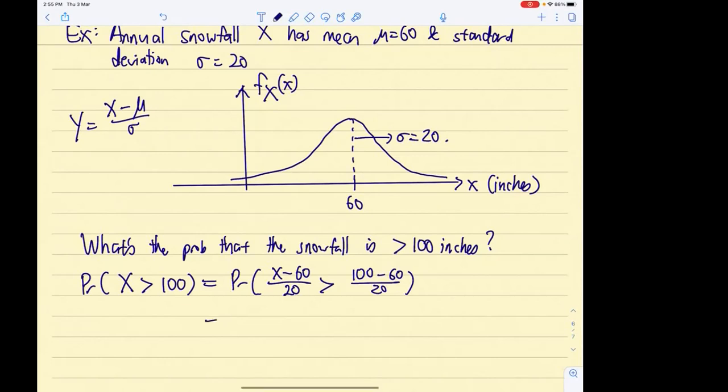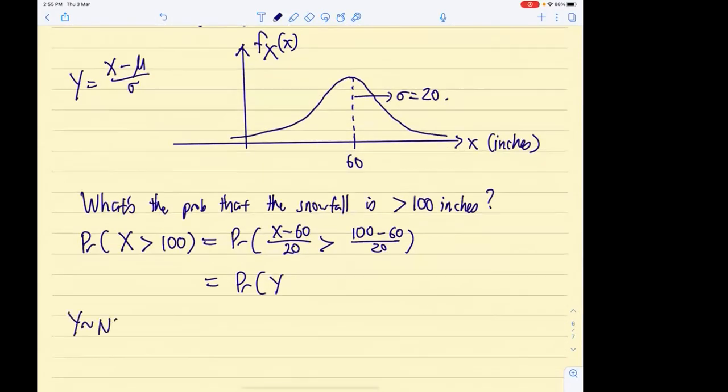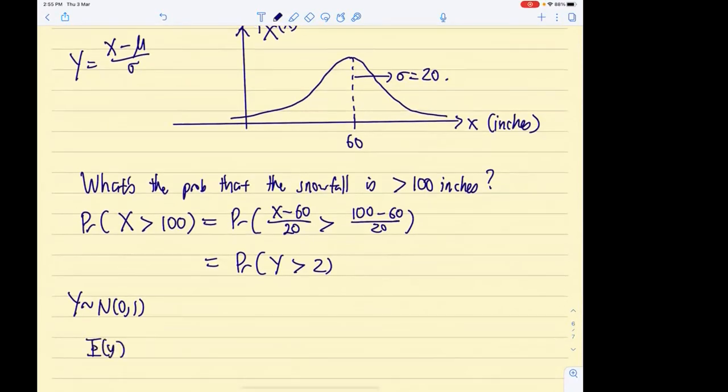Now on the left-hand side, we have a certain random variable Y, which is standardized. So Y here is a Gaussian with mean 0 and variance 1, and we want the probability that Y is bigger than 2. The table is tabulated for phi of y, which is the probability that Y is less than or equal to y. So we are in trouble, because we don't have Y less than or equal to y. What we want is Y bigger than 2.